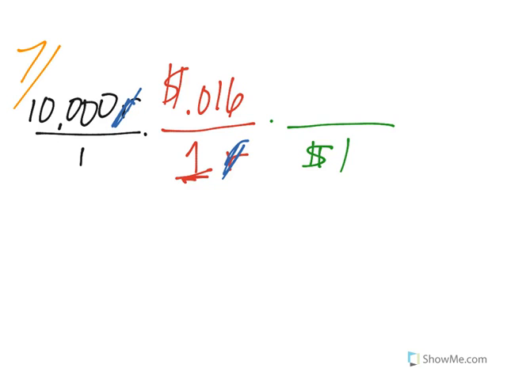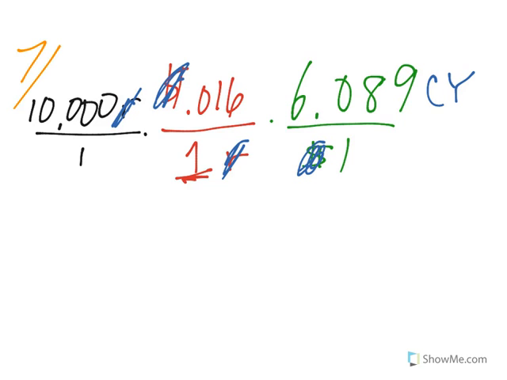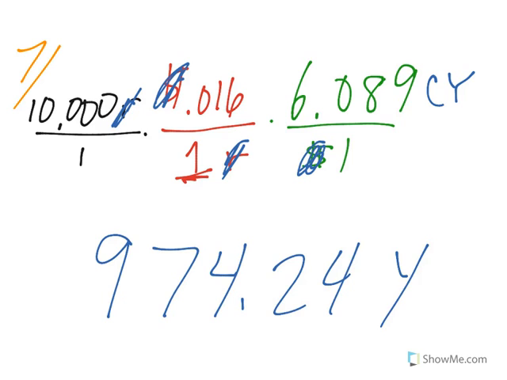So we're going to use those Chinese yuan in the last column, 6.089. This allows my dollar signs to go away, and now I am in Chinese yuan. I multiply that straight across, and those 10,000 rupees will give me 947.24 yuan, Chinese yuan. Pretty exciting.